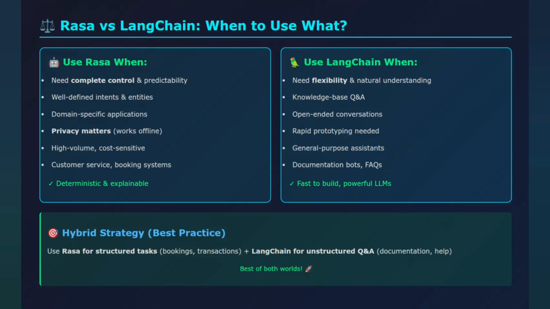In many real-world applications, you might even combine both. Use Rasa for structured tasks like booking or transactions, and LangChain for answering unstructured questions from documentation. This hybrid approach gives you the best of both worlds. The key is understanding your requirements. How predictable are user inputs? How important is explainability? What's your budget for API calls? Do you need offline functionality? Answer these questions and your choice becomes clear.